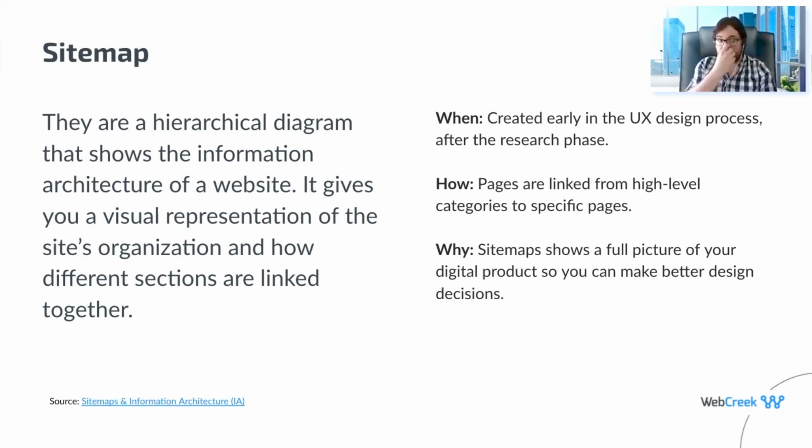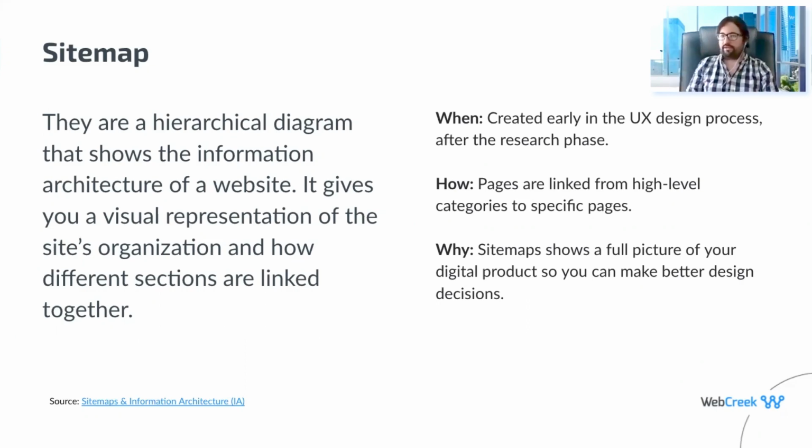Sitemaps, in a nutshell, are hierarchical diagrams that show the information architecture of a website. It gives you a visual representation of the site's organization and how different sections are linked together. There are sitemaps that can be done not necessarily visually. Whenever you're working on website development, for example, you can have a sitemap displayed on a spreadsheet, and you can see the relationships there. But classical sitemaps, or at least the ones that are more well known in the UX world, are visual. You see the hierarchy of blocks connecting one level to another and through each other.